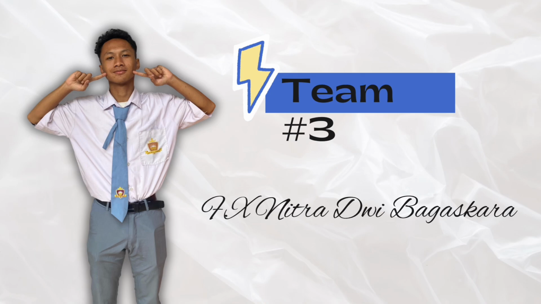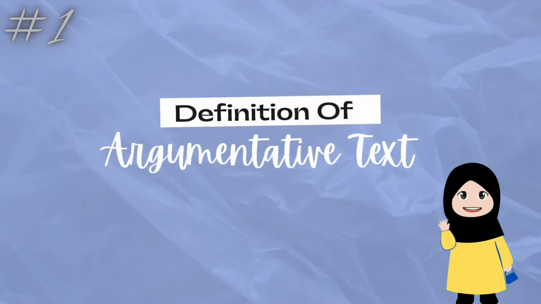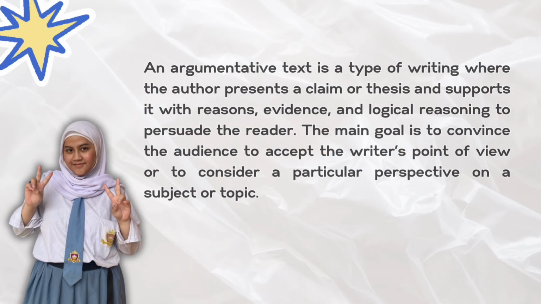So, let's get started. First material is the definition of argumentative text. An argumentative text is a type of writing where the author presents a claim or thesis and supports it with reasons, evidence, and logical reasoning to persuade the reader. The main goal is to convince the audience to accept the writer's point of view or to consider a particular perspective on a subject or topic.